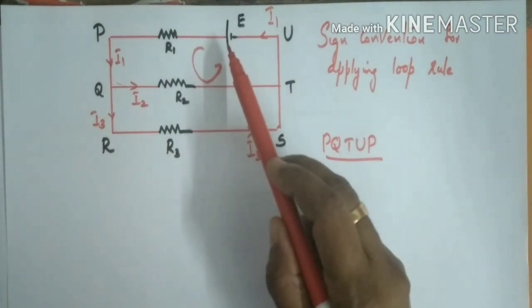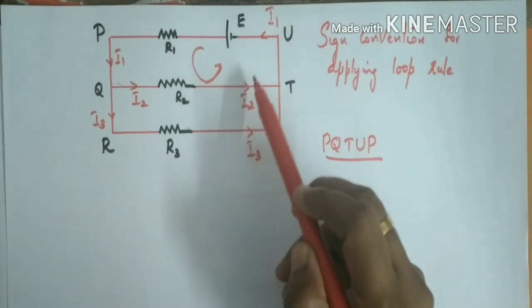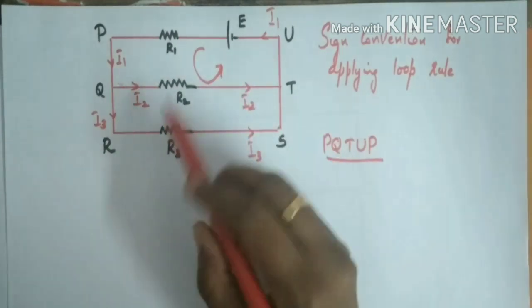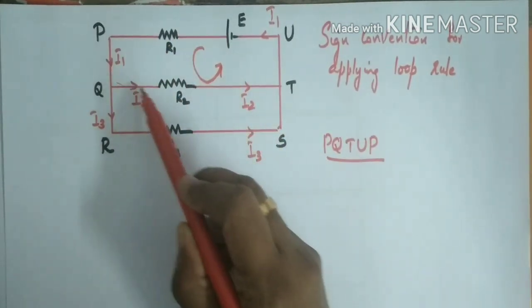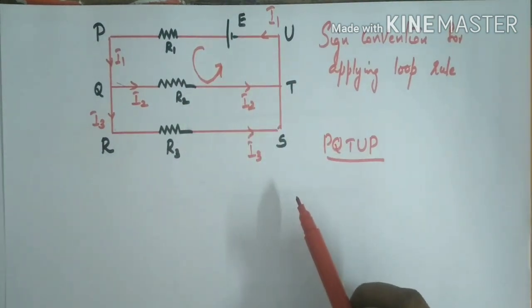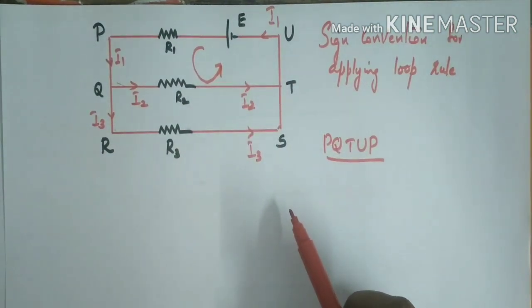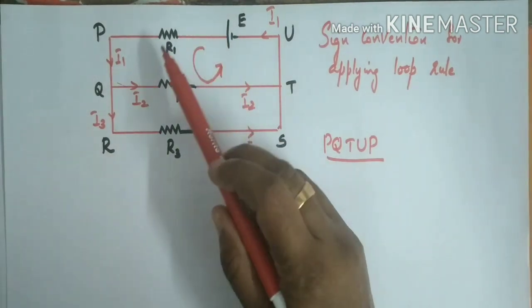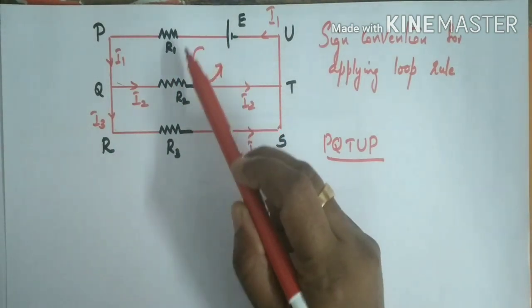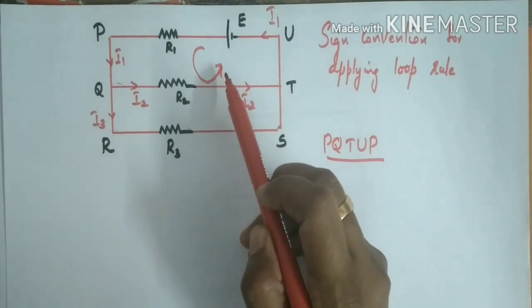Since the cell is here, we can take positive to negative of the cell as the assumed direction. This arrow represents the assumed direction of current, from positive to negative. So first, in order to apply the loop rule, we have to identify an assumed direction of current. If a cell is in the loop, we can directly take positive to negative as the assumed direction. So here the cell is here, and positive to negative is the assumed direction. This arrow represents the assumed direction.